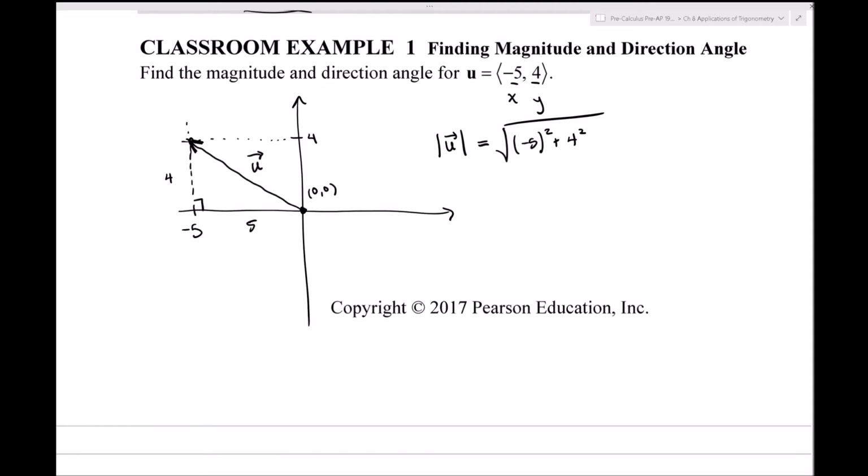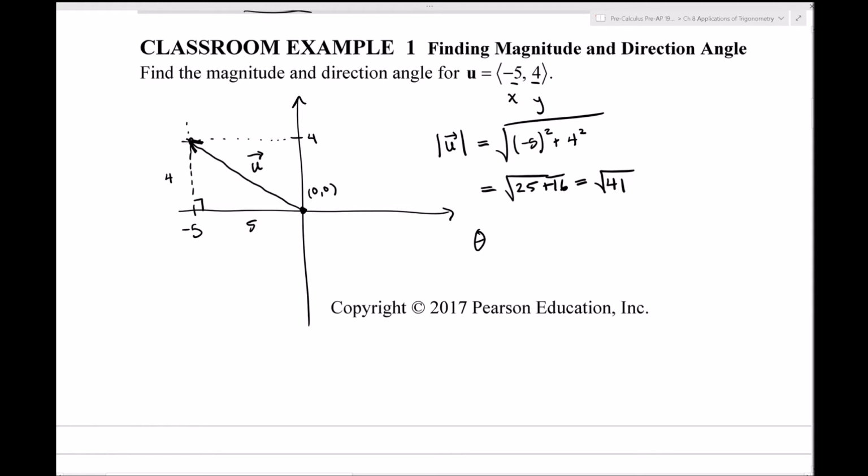So that's going to equal the square root of 25 plus 16. 25 plus 16, 41 I believe. Square root of 41, that is. And that's going to stay that way. The square root of 41, 41 does not reduce. It's not a multiple of a square number, so there's nothing that can come out of that square root. It stays that way. Now what about the direction angle, theta?